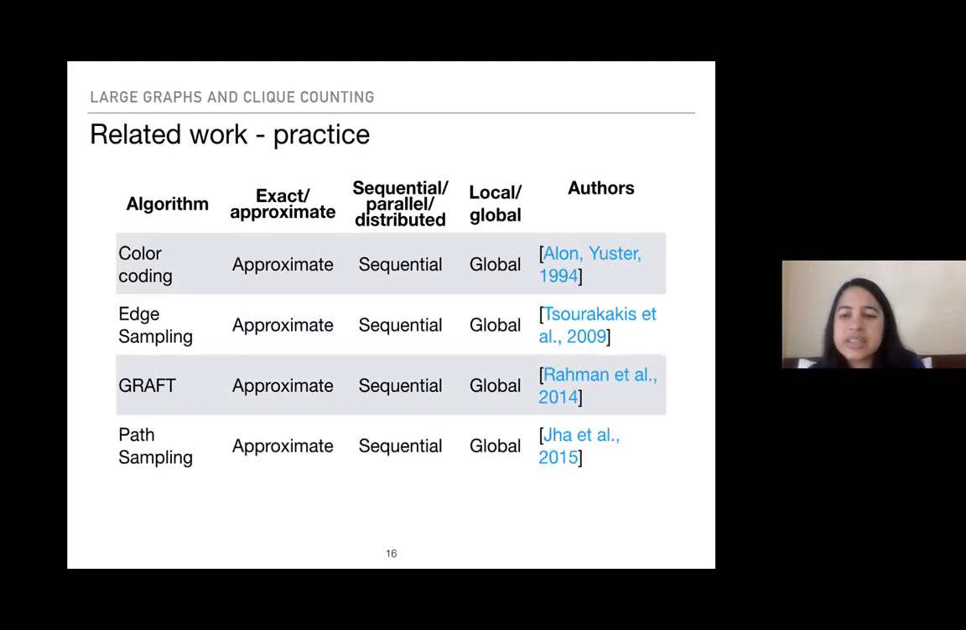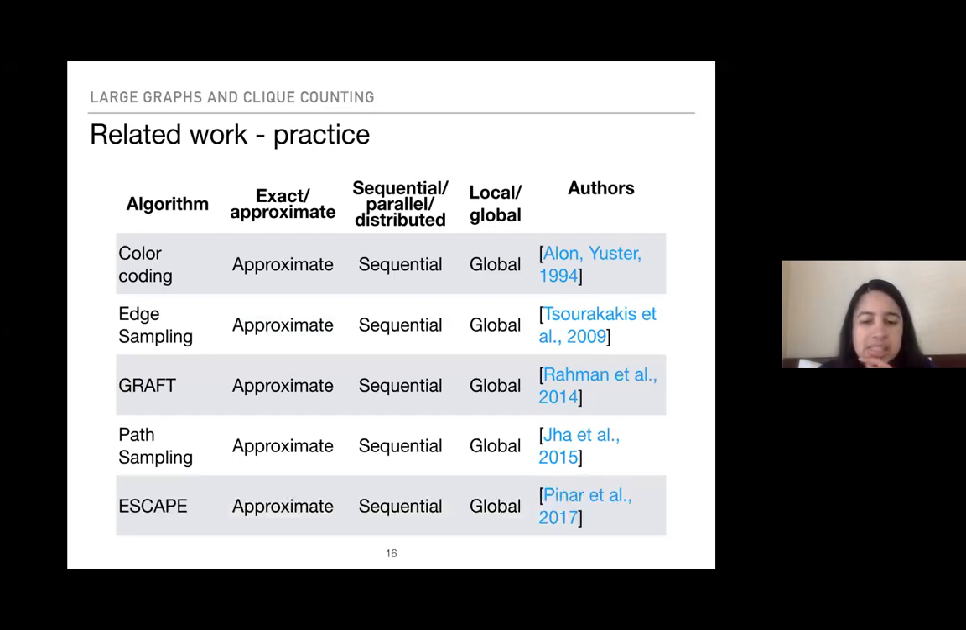So the idea here is that you're given a graph and you subsample the graph by deleting every edge with a certain probability. And then in that subsampled graph, you count the number of k-cliques. And if you scale it by an appropriate quantity, then you can get an unbiased estimate for the number of k-cliques in the original graph. There is path sampling. There's escape, which are more recent works.